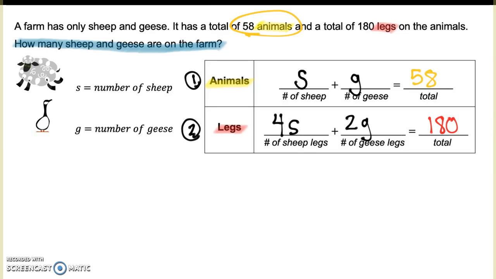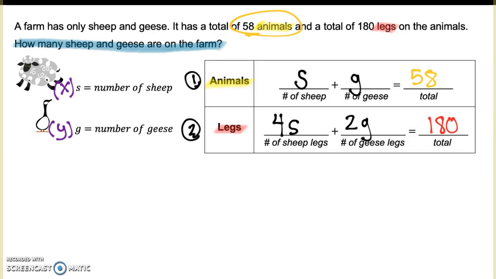Before we actually graph this in the calculator, since we can only have the variables x and y, I want to take this equation and convert it into terms of x and y. How we choose to label x and y doesn't necessarily matter, but I am going to label the sheep as my x since that's listed first, and I'm going to label my geese as my y since that is listed second.